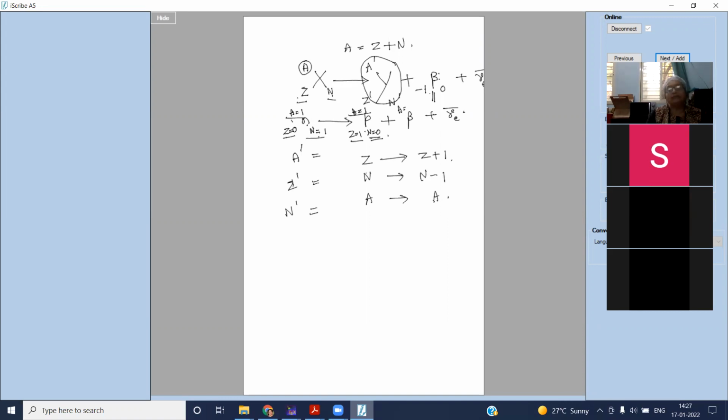So now tell me what is the Y here? The daughter nucleus in any beta decay: A prime is equal to A. Z prime is equal to Z plus 1. N prime is equal to N minus 1. So I am taking cobalt 60, let us say. What is the cobalt 60 atomic number? Can you check it? Cobalt atomic number.